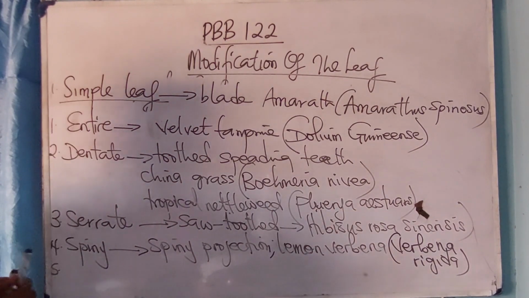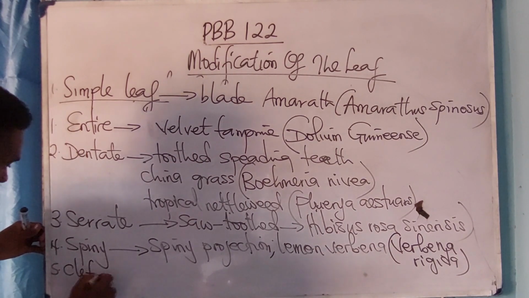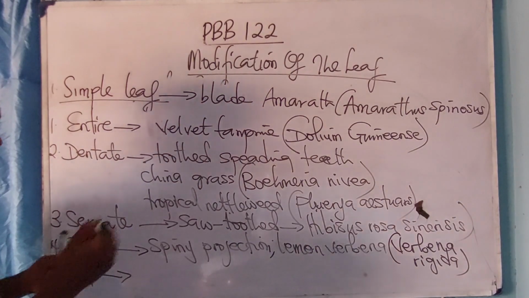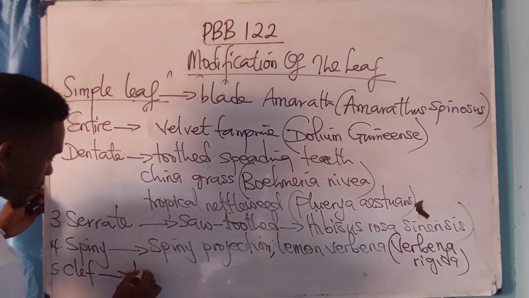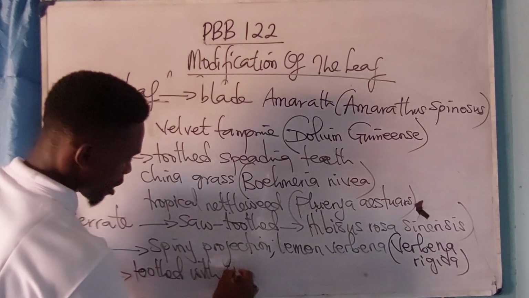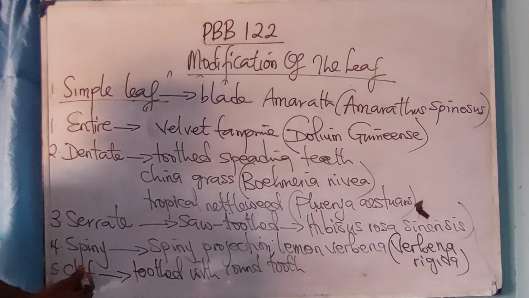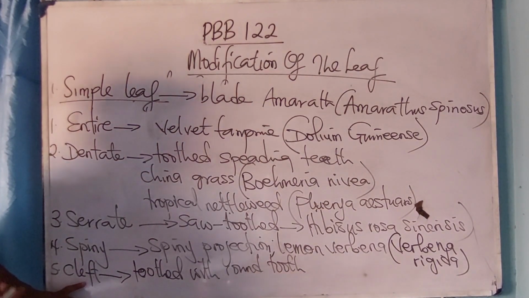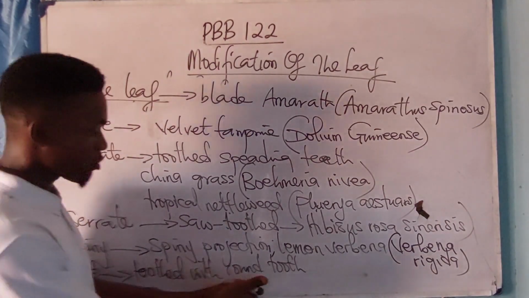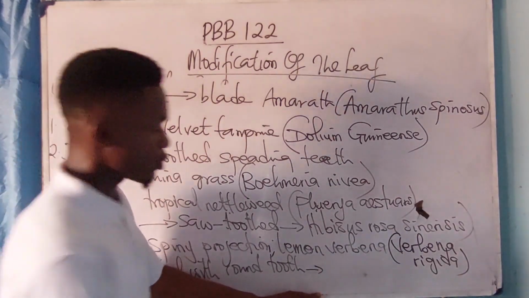Now these ones are based on what? The nature of what? The margin. Cleft. A leaf is cleft when the margin is toothed with round teeth. That is a margin. Okay, cleft. A leaf is cleft when the margin of the leaf is what? Toothed with round teeth. Example is found in the resurrection plant called what?